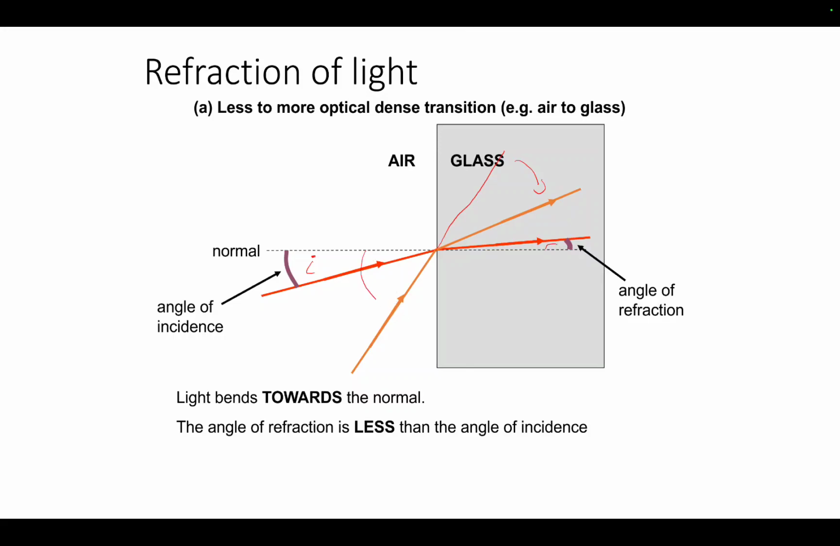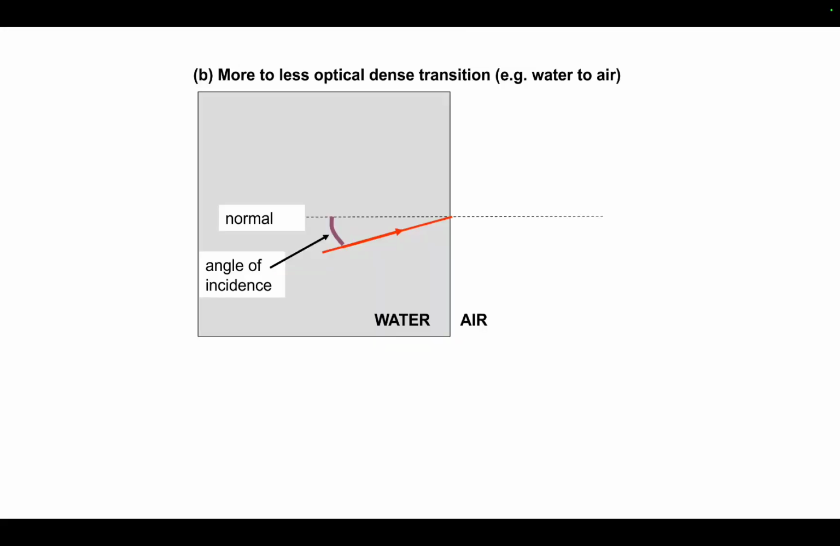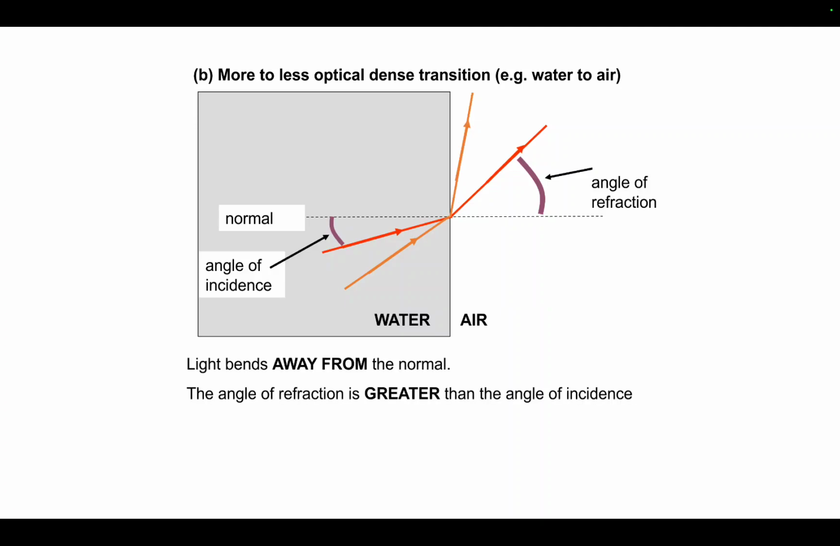For the orange line, that is the angle of incidence that we measure from the normal, and the angle of refraction is from the light to the normal. When it goes into a more dense medium, it refracts towards the normal. The opposite, if it goes into a less dense medium, it refracts away from the normal. So light bends away from the normal, and the angle of refraction is greater than the angle of incidence.